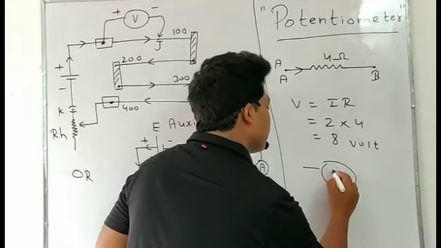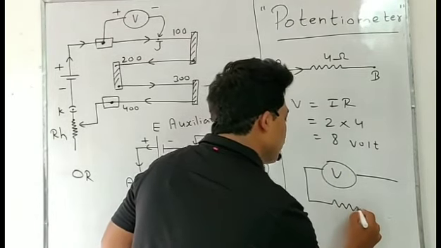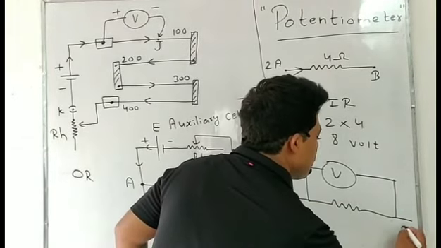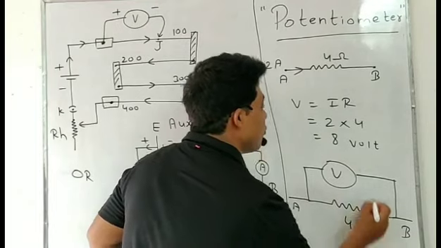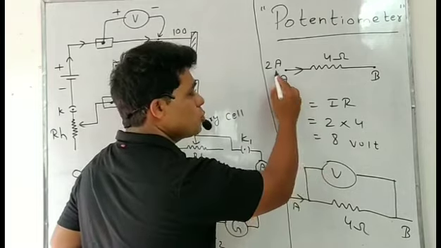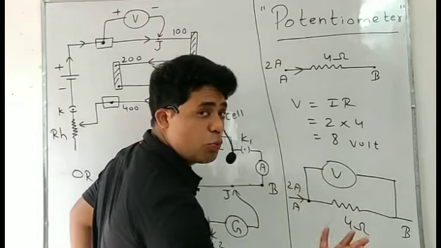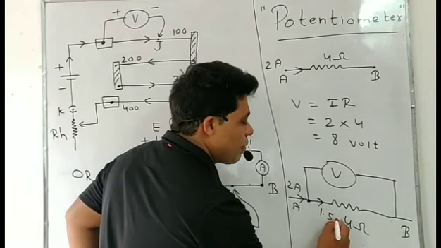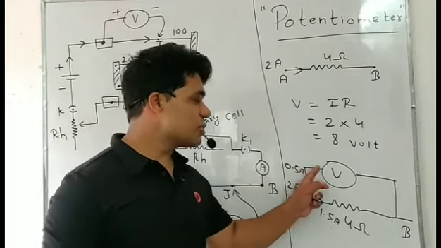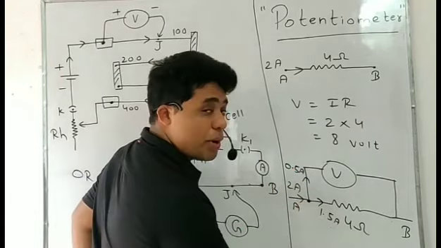For measuring, we'll connect a voltmeter parallel to the wire. This is point A and that's point B, and we have the same 4 ohm, same wire. Now when we flow the current, suppose 2 ampere current is coming, again the same current. But at this junction, the current will divide in two parts. Suppose 1.5 ampere comes through this side and upwards it will be 0.5 ampere, because at the junction the current divides in two parts.